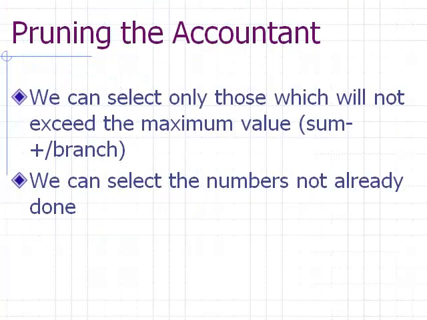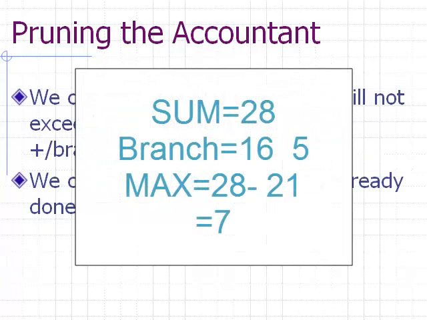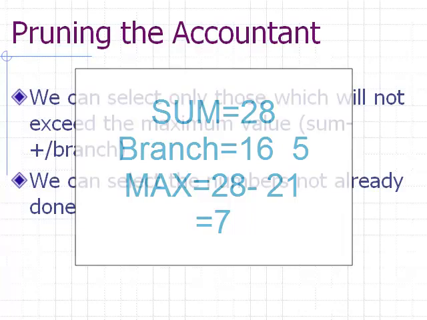For example, in this particular case here, which I call the accountant problem, we can select only those which will not exceed the maximum value. For example, if we already know the sum, the maximum number to attain, and the branch contains the numbers whose sum is below that number, then there is no point in generating numbers that will exceed the difference. So if we had a maximum of, say, 28, and the branch contains the numbers 16 and 5, there's no point generating new nodes that will exceed the value of 7.